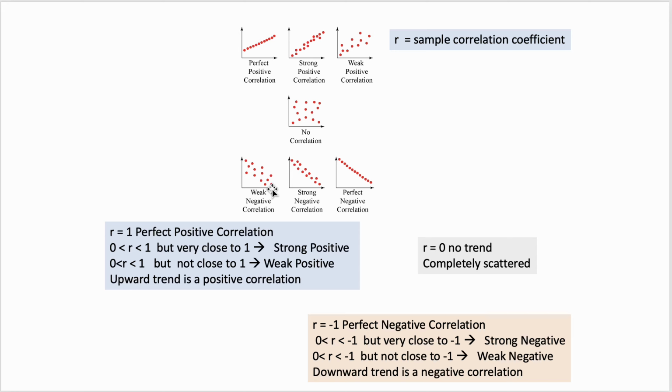So we're going to call it a weak negative correlation. So we have positive with upward trends, negative with downward trends. In the middle here, we have no trend at all. Not positive, not negative. So we would say that the correlation coefficient is 0 if it is completely scattered.